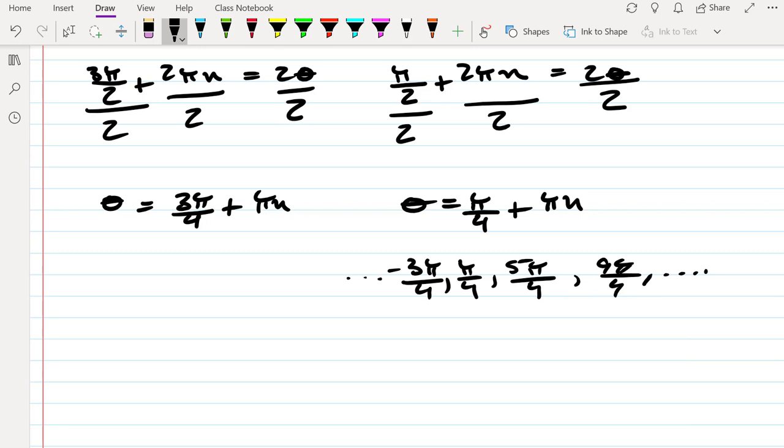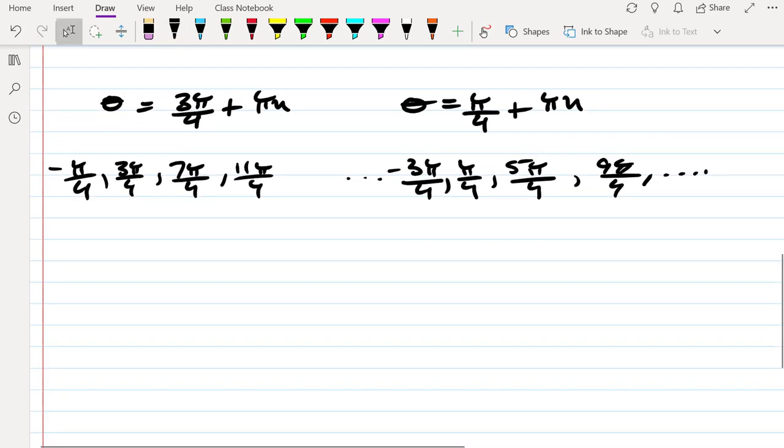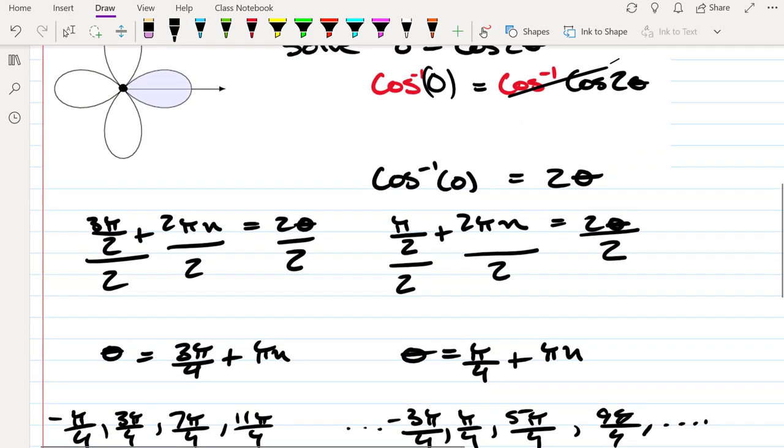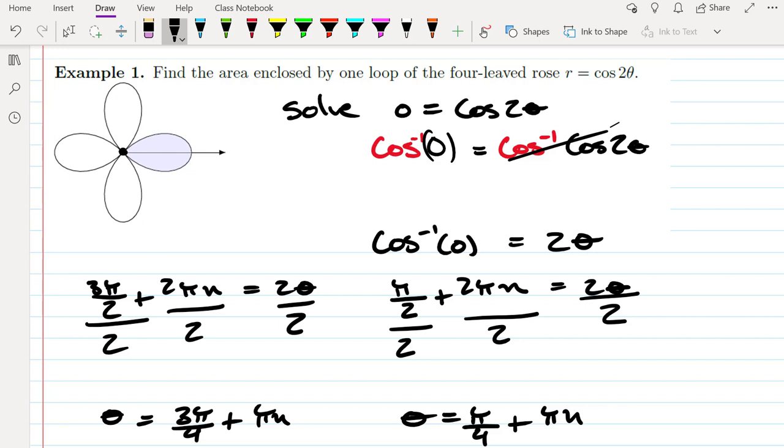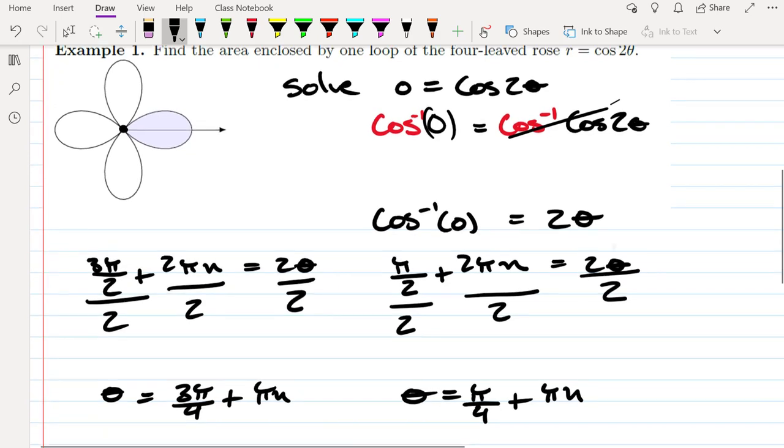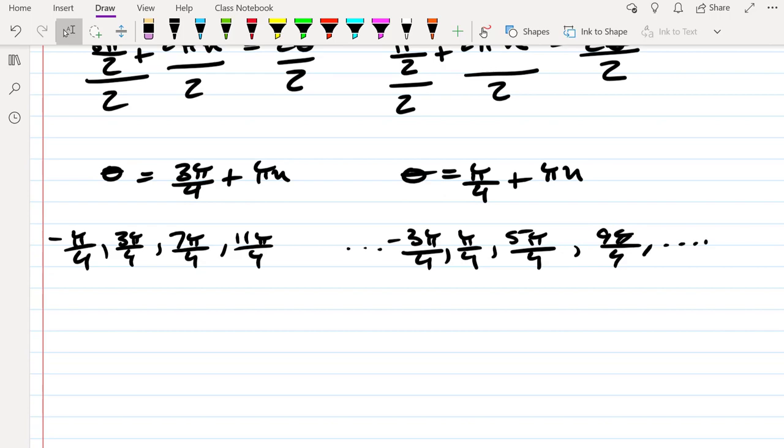Doing the same thing here, we're going to get 3 pi over 4, and then we add those together, we get 7 pi over 4, 11 pi over 4. Going the other way, negative pi over 4. So combining all of these together, it appears that these are going to be all of our solutions. So it seems like this rose is going to wrap around and have a whole bunch of leaves. But we only want to find the area of one of these leaves. So we need to find 2 different zeros.